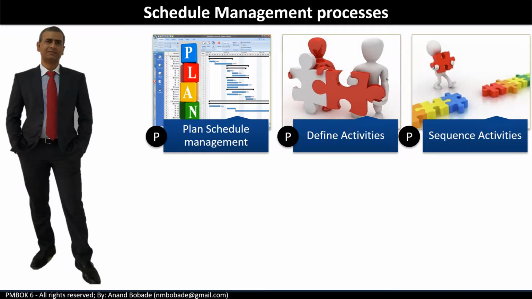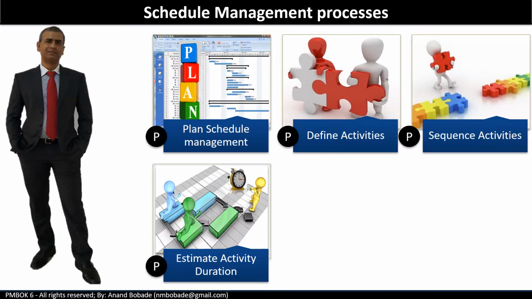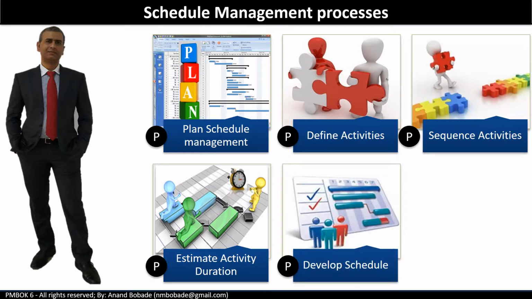Sequence activities, again under the planning process group. It is the process of identifying and documenting relationships among the project activities. Estimate activity duration, again under the planning process group. It is the process of estimating the number of work periods needed to complete individual activities. Develop schedule, planning process group. It is the process of analyzing activity sequences, duration, resource requirements and schedule constraints to create the project schedule model.